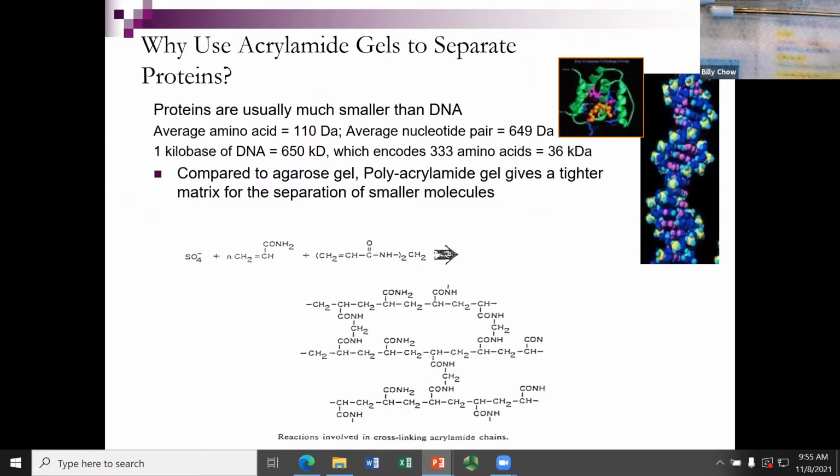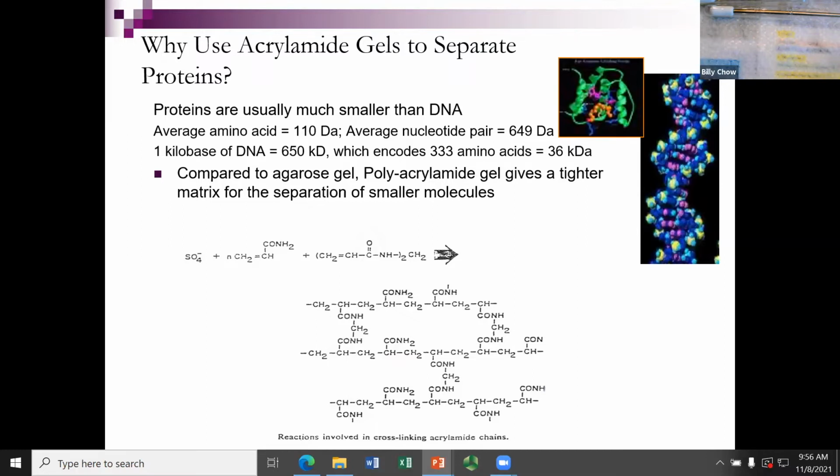I'll talk about why we use acrylamide gel to separate proteins, because it gives rise to a much tighter matrix for the protein to be separated. This is acrylamide, and this is called bis. Basically, it is a dimer of acrylamide, so it functions as a cross-linker. If you have only acrylamide and you polymerize that, it only forms a string of polyacrylamide, and it will not give rise to a very rigid structure. Therefore, you have to put in a cross-linker, allowing the formation of a bridge between strings of polyacrylamide.